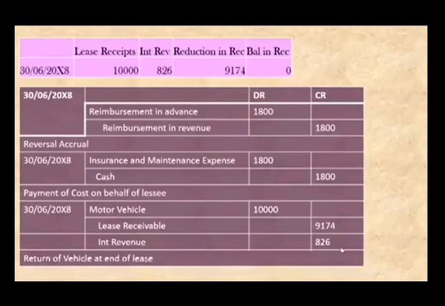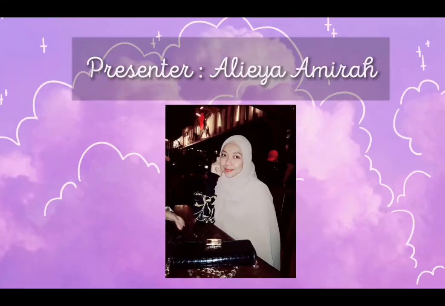And the final one, we have this. For this, we don't have $18,000, but we have $10,000 because it is the final year. We have to say bye-bye to the vehicle. So it's 10,000 and we don't have any reimbursement.